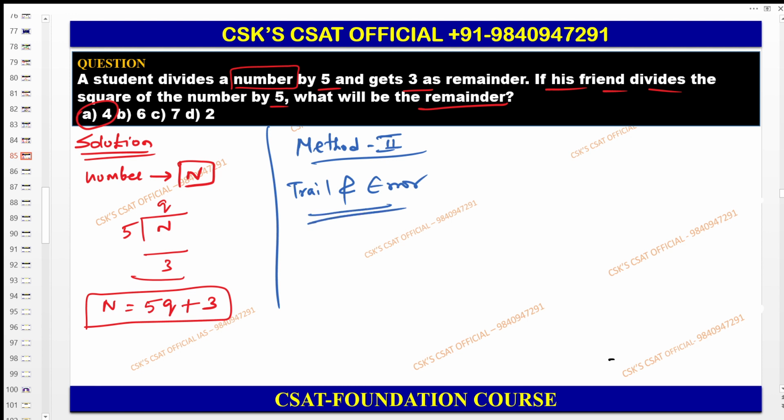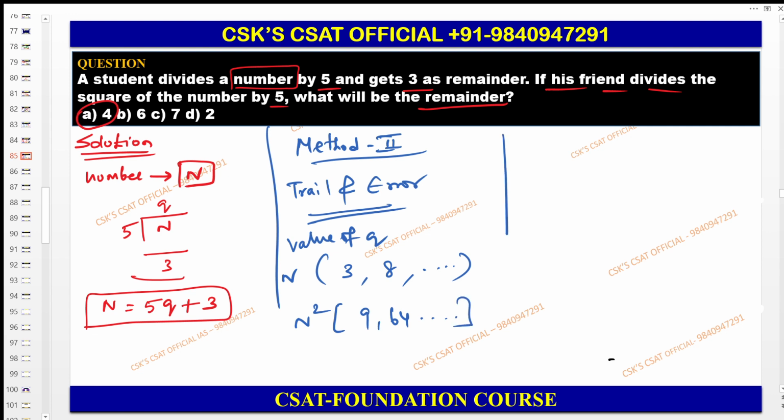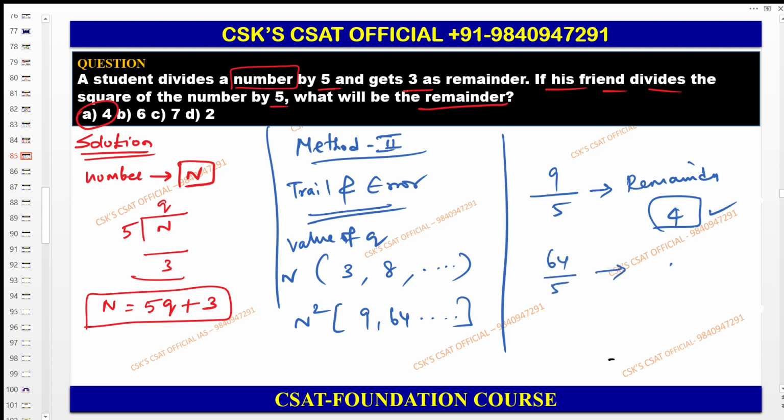What you need to do here is place the value of q. When you place the value of q starting with 0, you get 3 here. If you place 1, you will get 8 here. Now what is n square? n square is nothing but 9, 64, like this. Now you can divide 9 by 5 and find the remainder. Remainder is equal to 4. Even if you divide 64 by 5, it gives remainder 4 only. In all the cases. Nikita, did you understand this one?